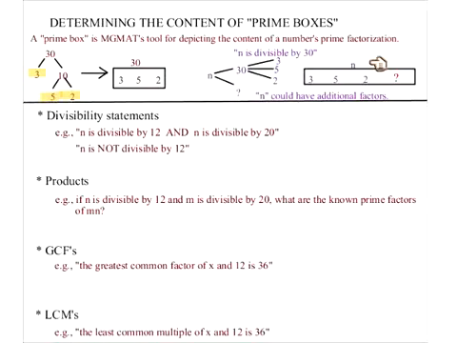Okay, good stuff. So what we're going to look at, and then we're going to have a bunch of data sufficiency style exercises, is the impact of these different kinds of statements on the prime box. So let's start out with a generalization. The generalization is this.